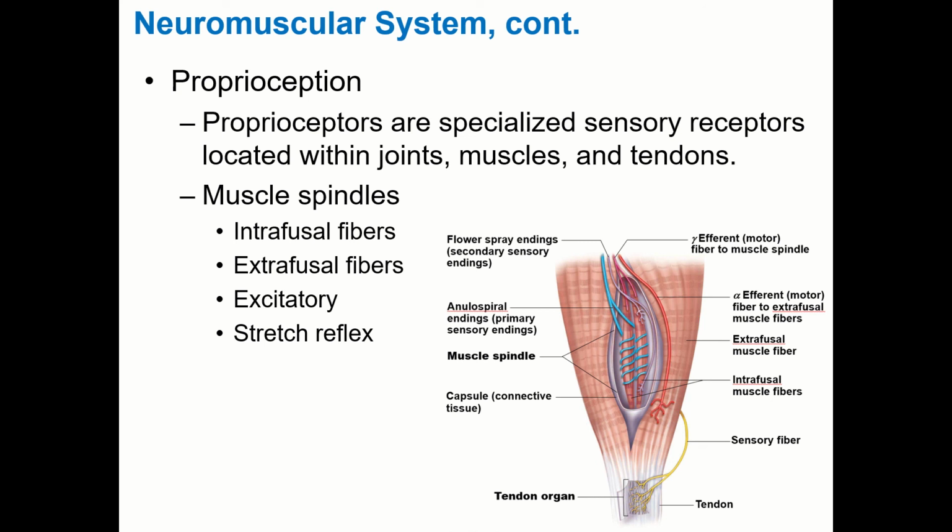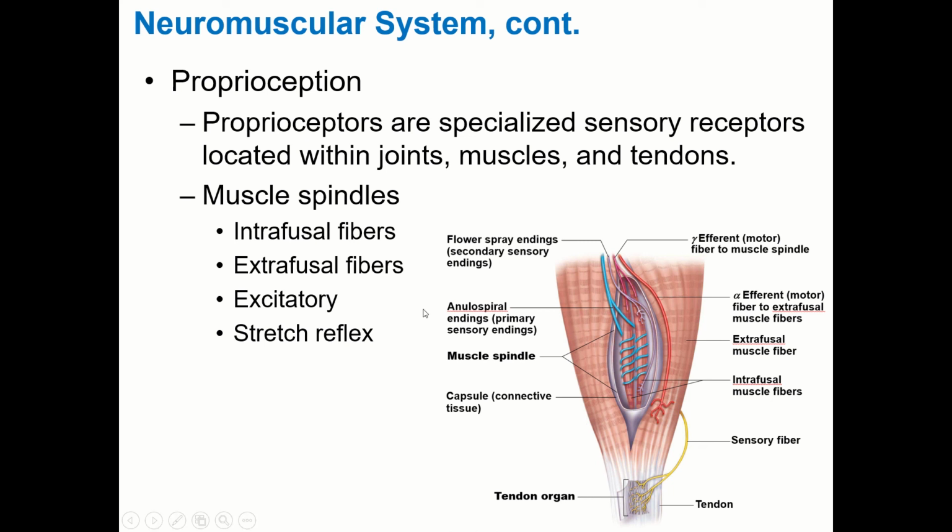Muscle spindles detect that. These annulospiral endings that are wrapped around the middle portion of the muscle spindles detect rate of change in muscle length. That's kind of their primary job, detecting rate of change. So is the muscle being stretched? How fast? That's what they determine.